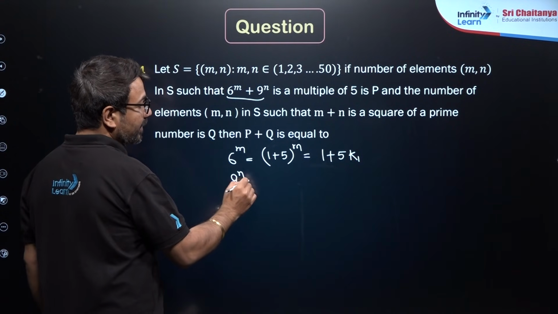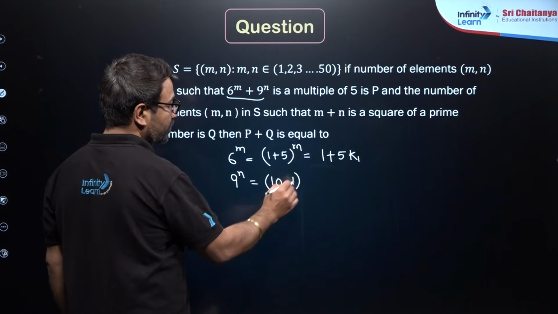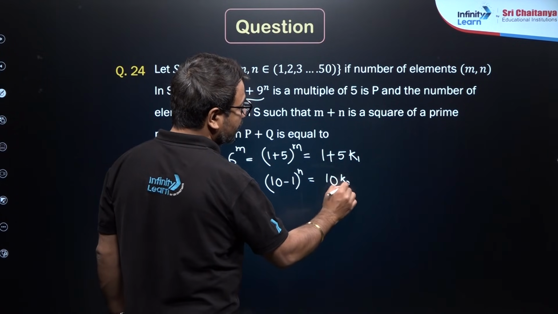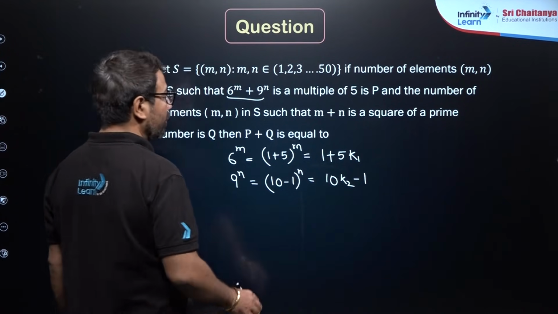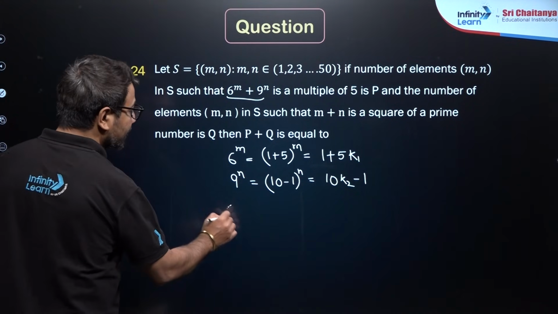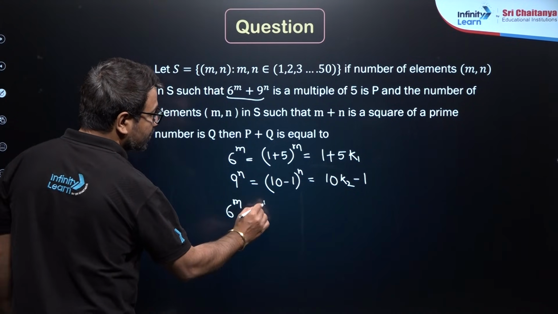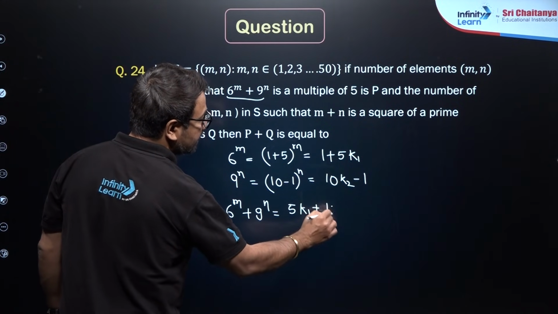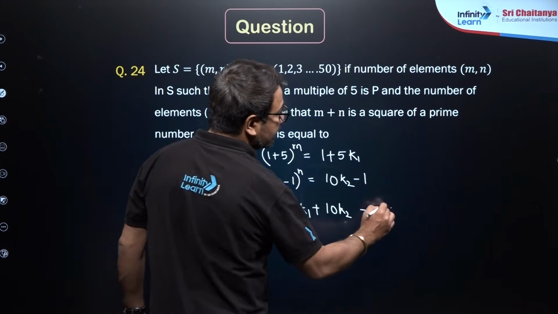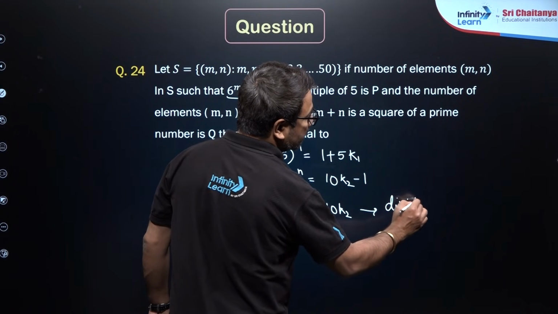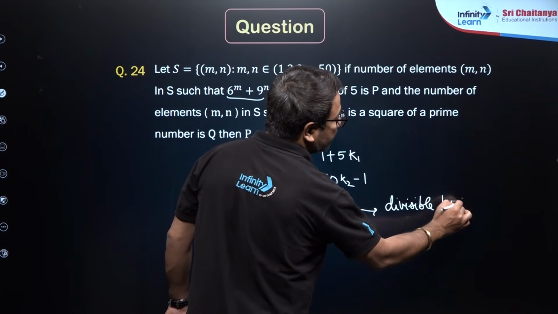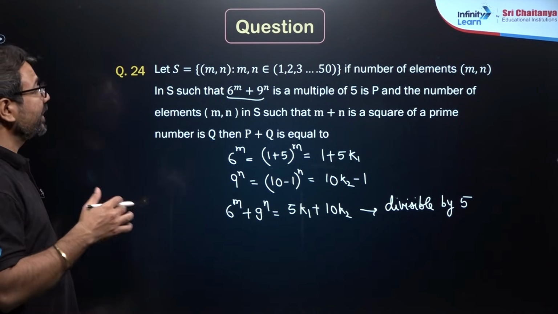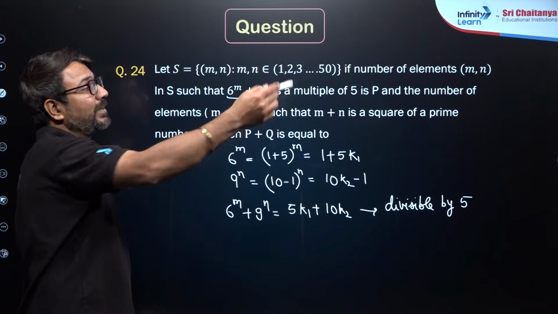And 9 raised to the power n can be written as (10 minus 1) raised to the power n, which can be written as 10k2 minus 1. So over here, if you add 6 raised to the power m plus 9 raised to the power n, you will be able to see that you are getting 5k1 plus 10k2. So this is divisible by 5. Now one thing, they are saying that the number of elements of the ordered pair in the set S such that this is a multiple of 5.